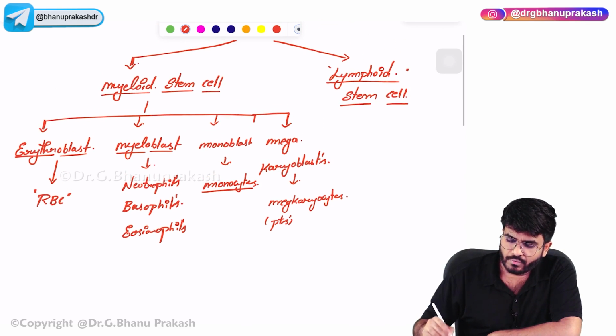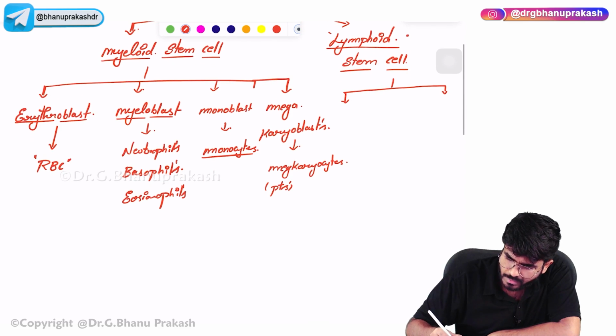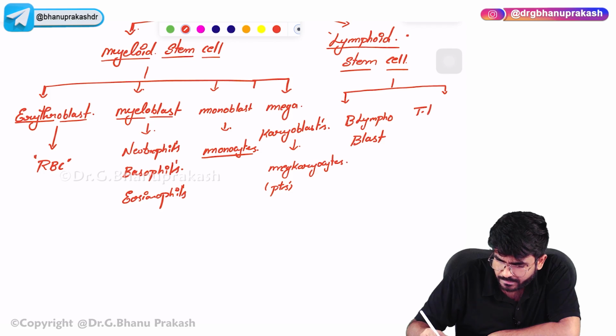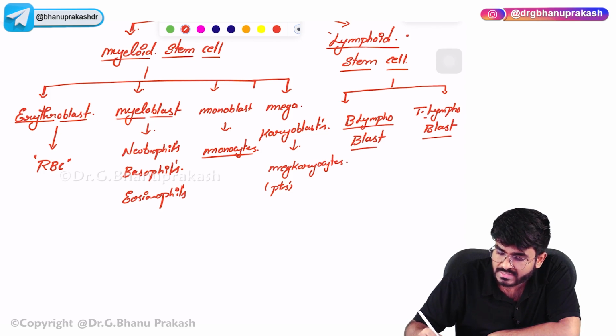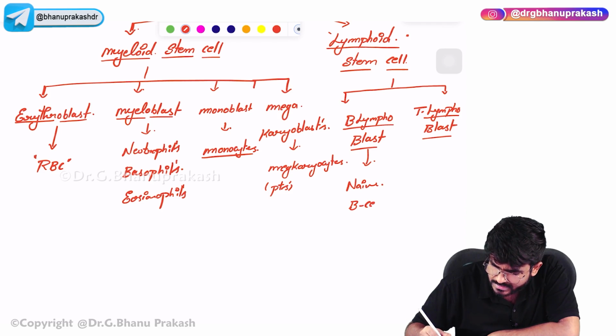Now, let's talk about the lymphoid stem cell. This lymphoid stem cell will also divide and form precursor cells, that is B lymphoblast and T lymphoblast. Now, it's very easy for you. This B lymphoblast is an immature cell. B lymphoblasts are going to form the naive B cells.